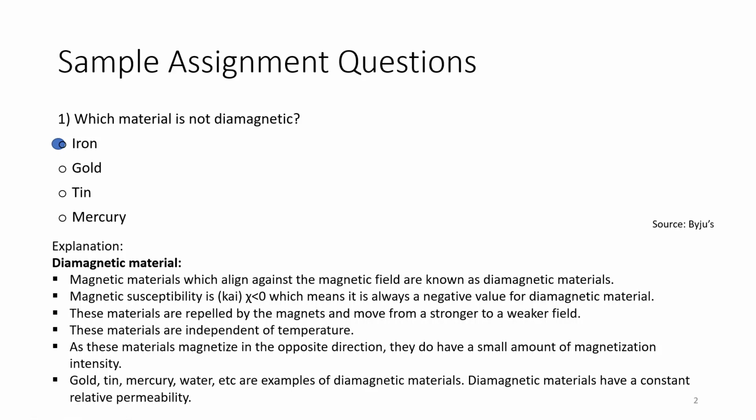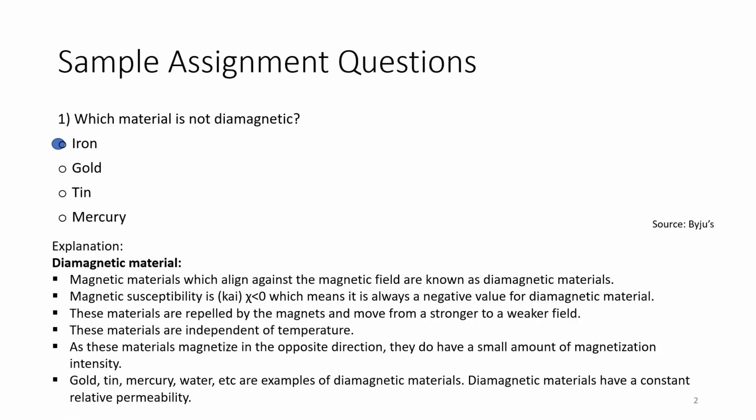So these are the magnetic materials which align against the magnetic field, which are known as diamagnetic materials. The magnetic susceptibility is chi, which is lesser than 0, which means it is always a negative value for diamagnetic material. And these materials are repelled by the magnets and move from a stronger to weaker field. And these materials are independent of temperature.